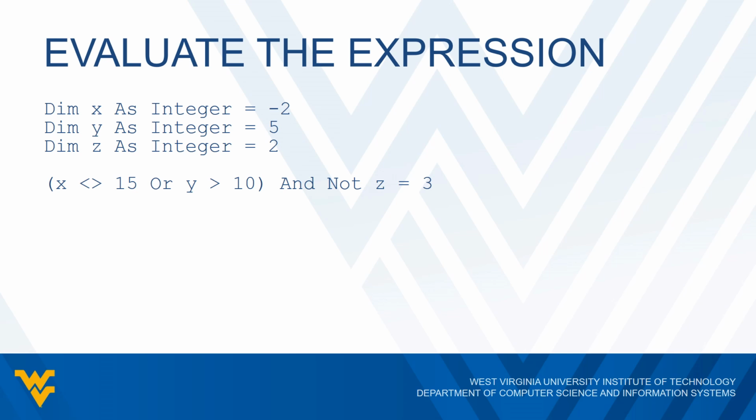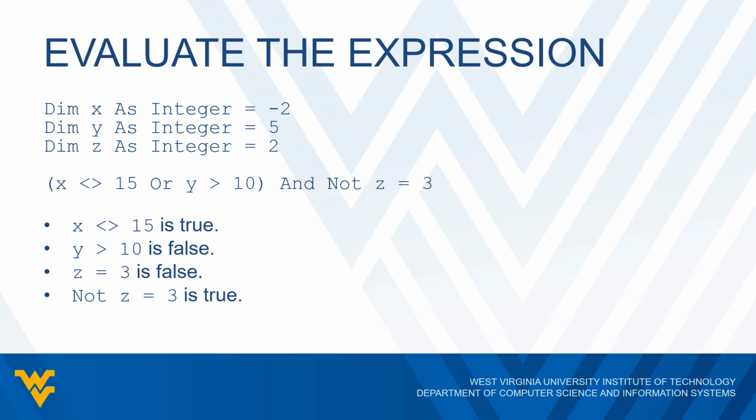So our first two conditions stay the same. So x not equal to 15 is true because x is negative 2. Y greater than 10 is going to be false because 5 is not greater than 10. So what is the next part going to be, the not z equals 3? Well, we know z equals 3 is false because z is 2 and 2 is not 3. That means that not z equals 3 has to be true.